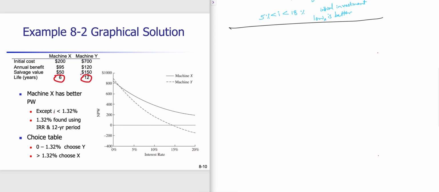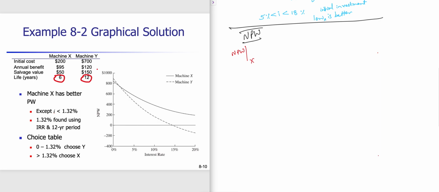So here, if you just look at this given numerical information, initial cost of machine X is $200, initial cost of machine Y is $700. The annual benefit is $95 for machine X, $120 for machine Y, and there is a salvage value at the end of 6th year, salvage value at the end of 12th year. So least common multiple is 12. And let's do net present worth. Net present worth, all the same. Net present worth analysis. So let's do net present worth for machine X.